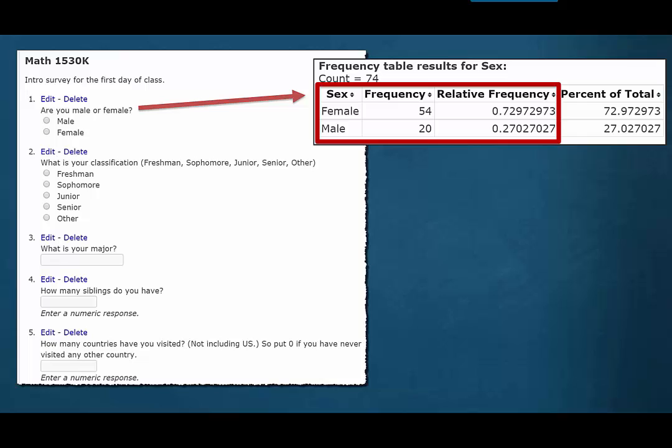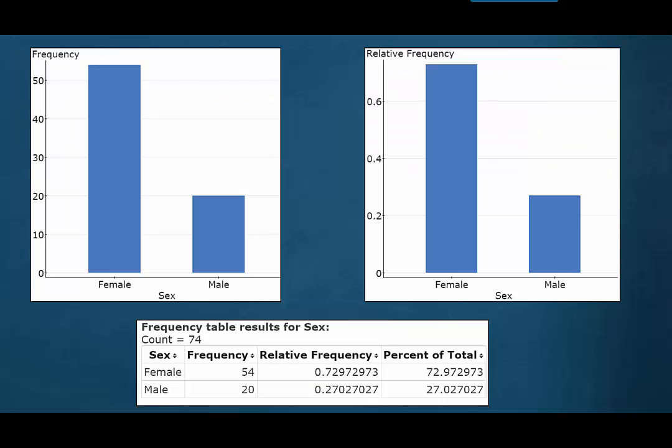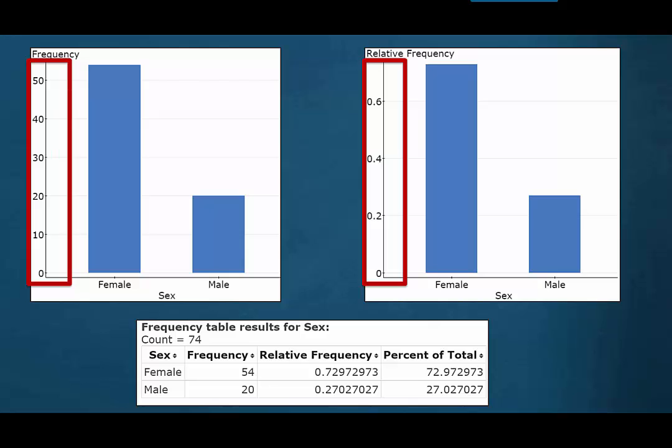Also, for this first example, I included a column for percents. Normally, we include either the relative frequency as a proportion or a column for the percents. Let's look at a bar graph for this X variable. The frequency graph is on the left, while the relative frequency is on the right. Notice the only difference is in the vertical scale.